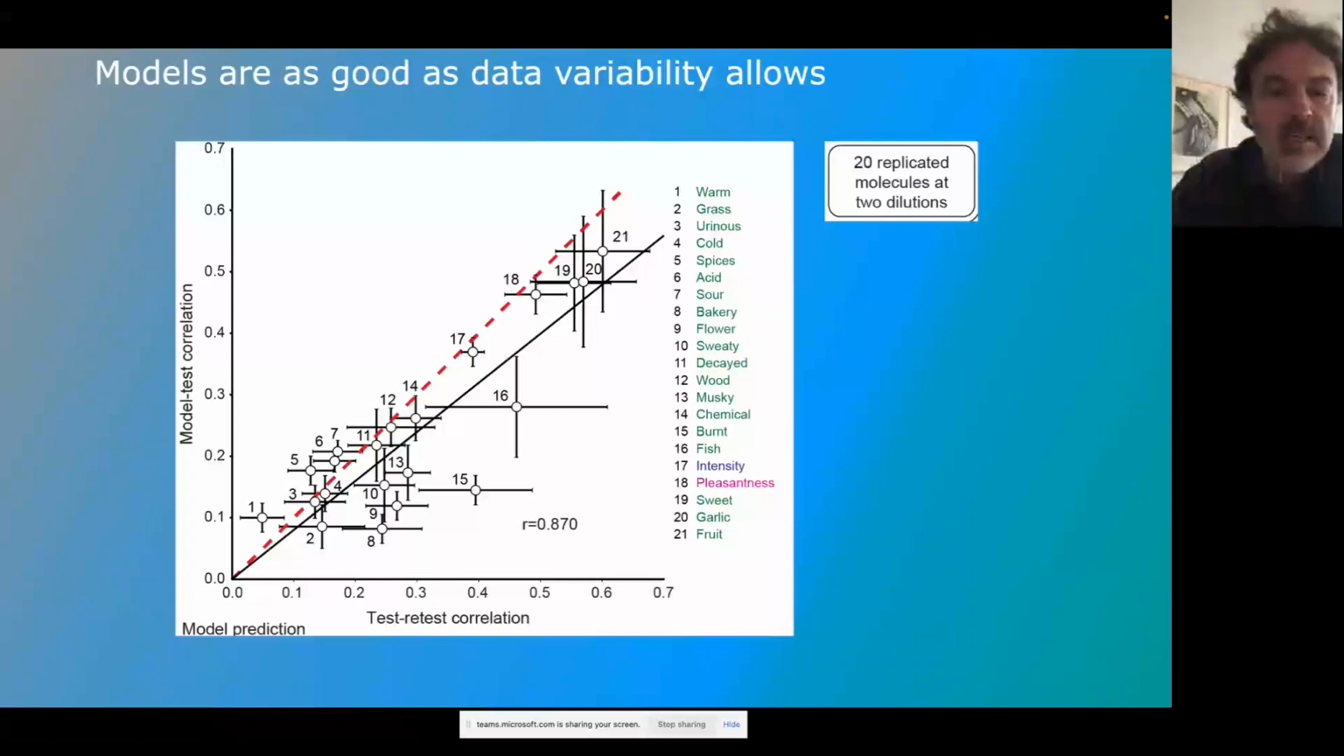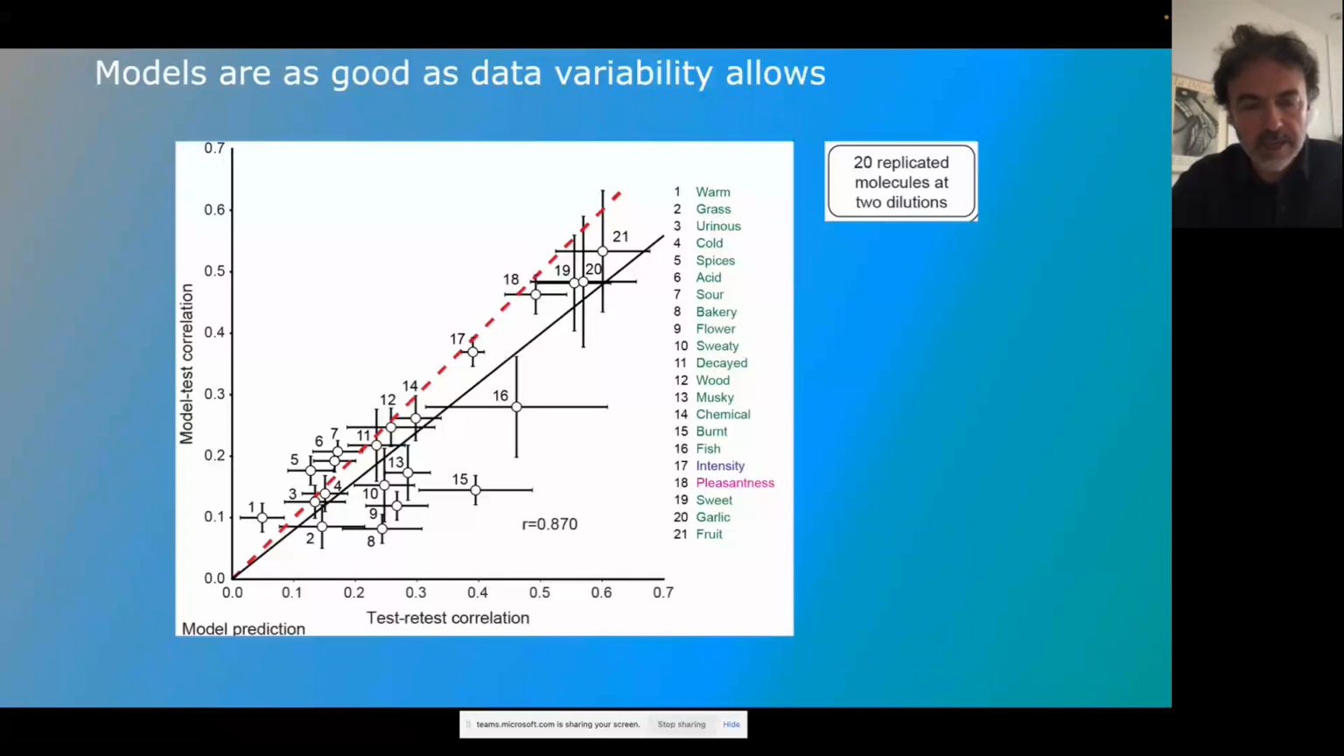And what you see is that for some descriptors, such as warm, grass, urinous, cold, so the first 5, the test-retest is pretty bad. So actually, people are not very good at using these descriptors. And the model is also, of course, not very good at predicting, because if you don't have very stable data, your model is not going to be good. But then there are some descriptors on the top right, such as sweet, garlic, fruit, and fish, which are pretty stable in the test-retest correlation, and also the model is pretty good, right? So of course, we're not good at using all of these descriptors, but there are definitely some that are pretty stable.